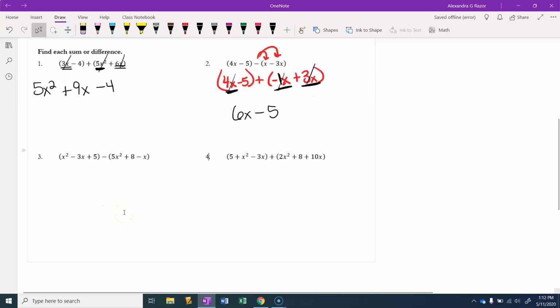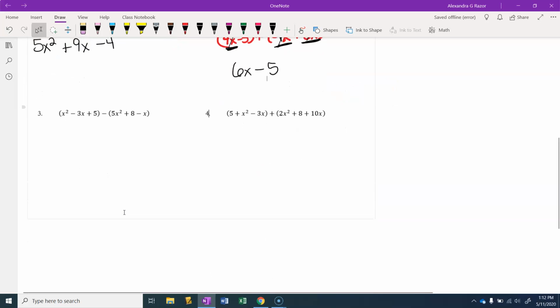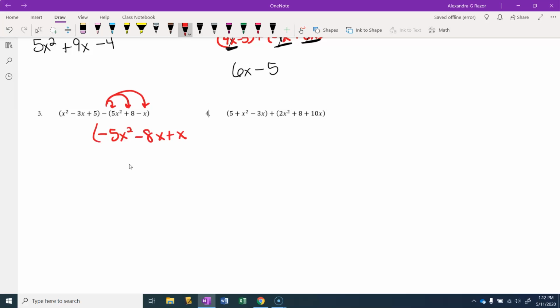Okay, I'd like you to try 3 and 4 on your own, and when you think you have it, go ahead and press play. Well, 3 has that minus, so hopefully you changed your signs. And so I get negative 5x squared minus 8x plus x. I'm sorry, that's not an 8x. That should just be an 8, and then plus x, because I changed that one. Bring down the others.